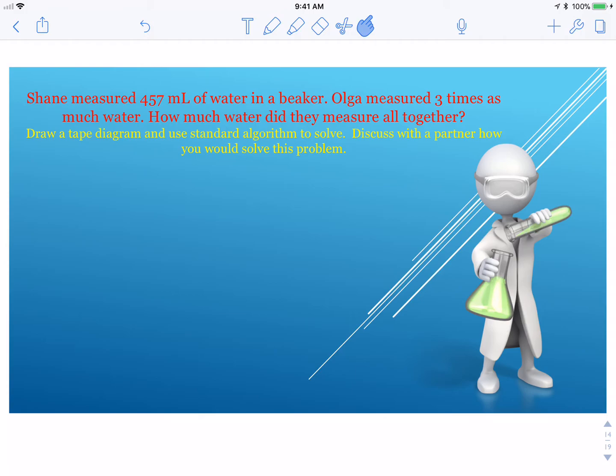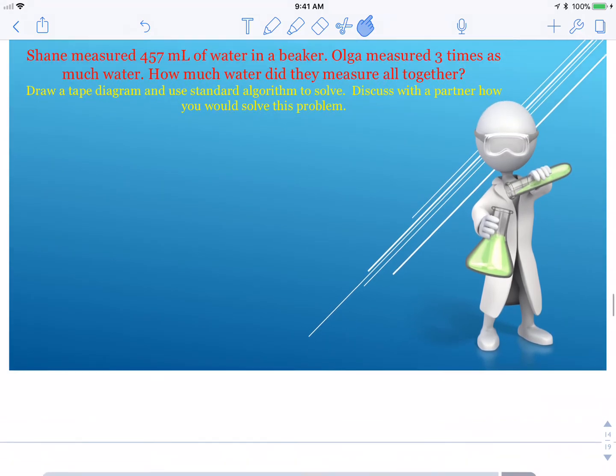Shane measured 453 milliliters of water in a beaker. Olga measured 3 times as much water. How much water did they measure altogether? Draw a tape diagram and use standard algorithm to solve. Discuss with a partner how you would solve this problem. So go ahead, try it out, and then we will talk about it when we're done.